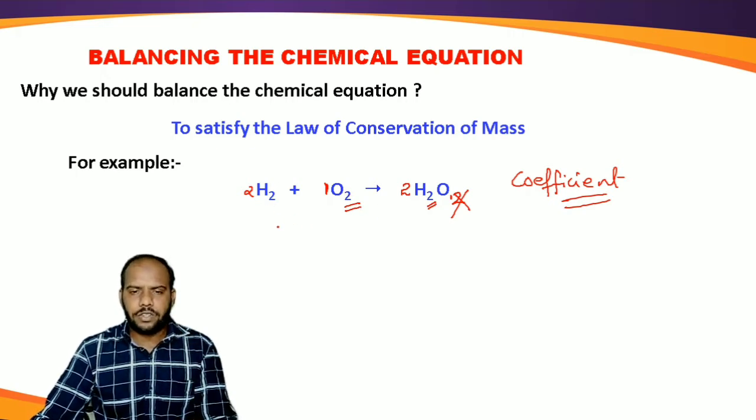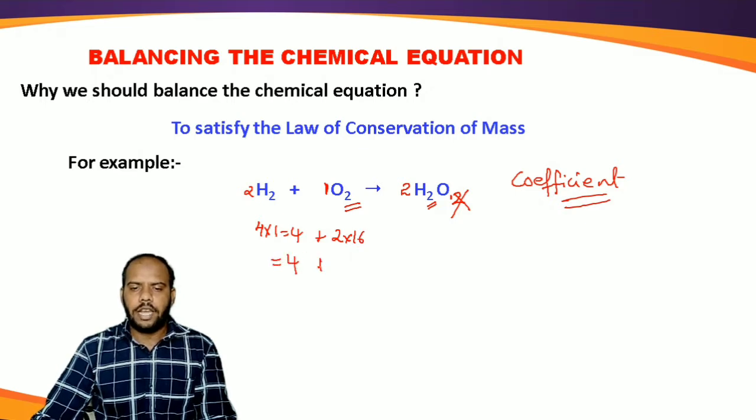Now we can take the weight of this. How many hydrogen? Total 4 hydrogen there. Yes or not? So 4 ones are 4. Got it? Total 2 twos are 4. So 4 hydrogen, plus how many oxygen? 2 oxygen. That means 1 oxygen is 16. So 2 into 16, how much do we get? Here we got 4 and here we got 32.